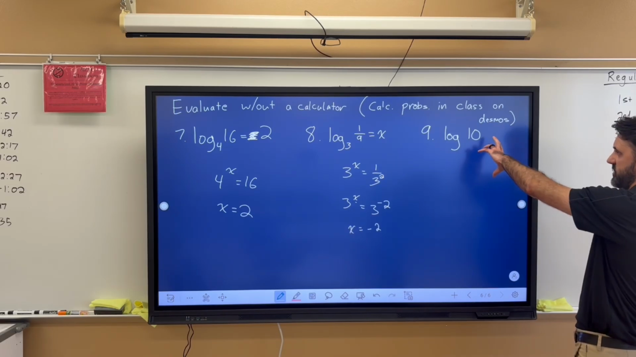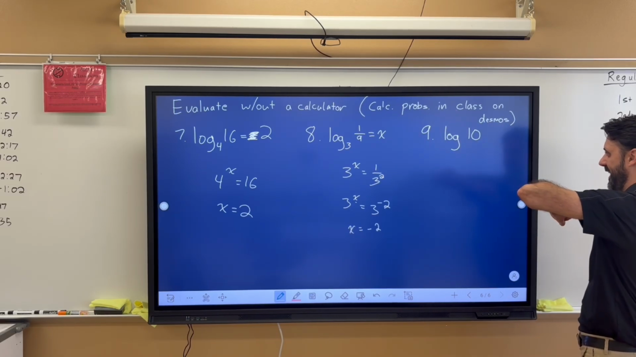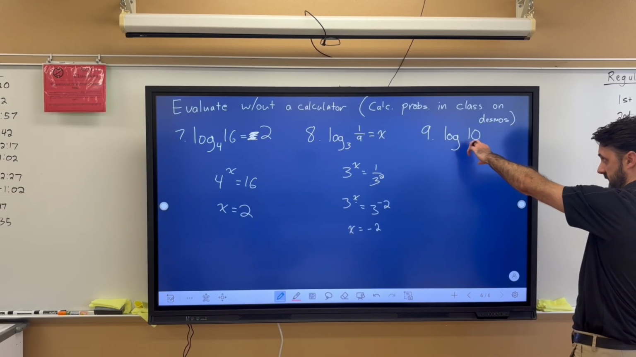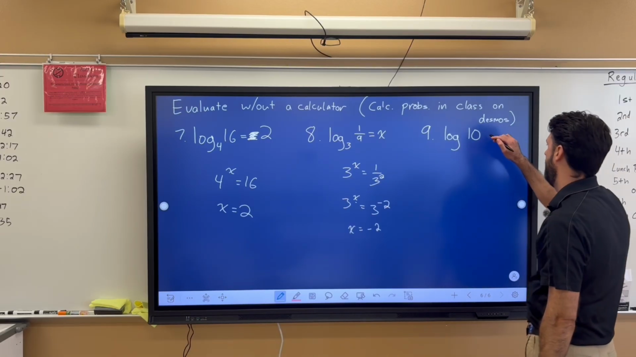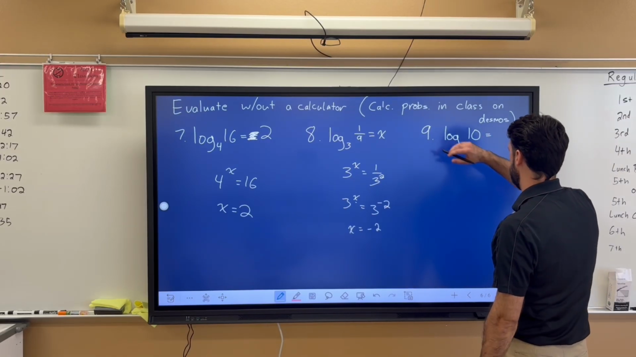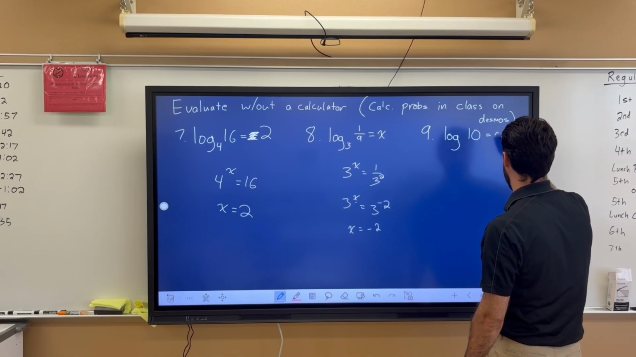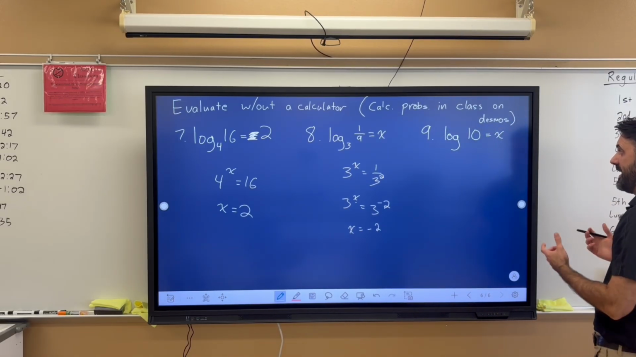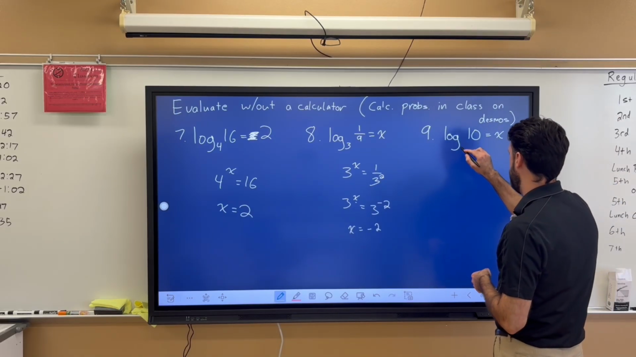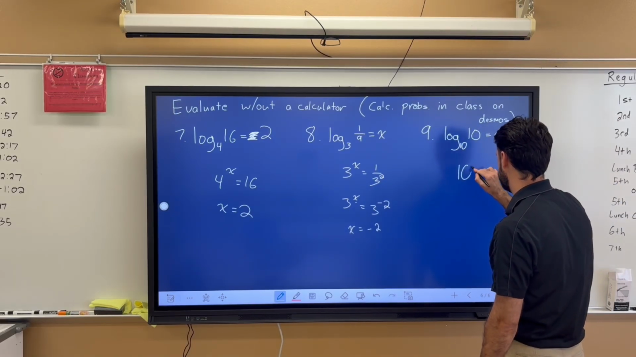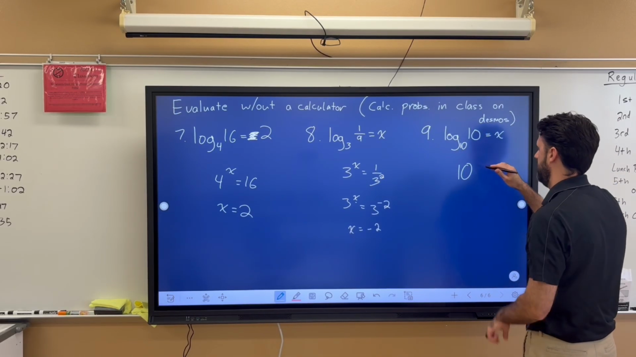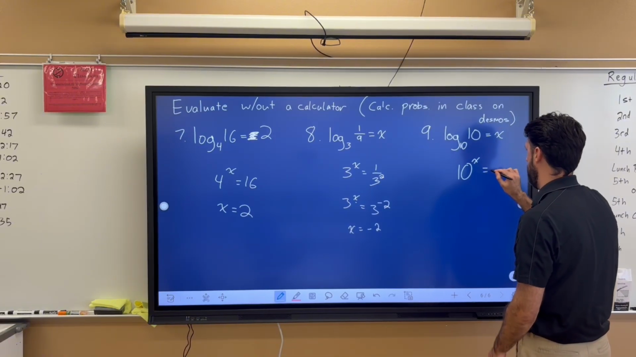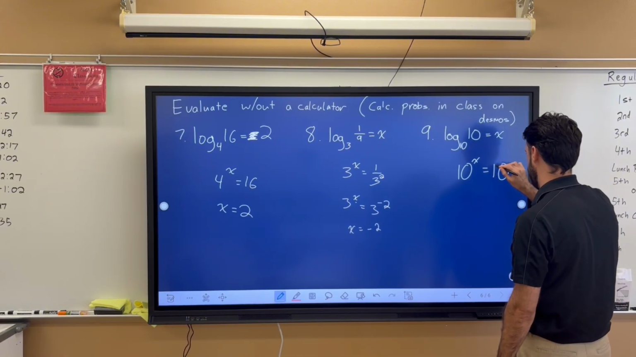All right, number 9, which is actually going to be a lot easier than number 8. Again, we've got a log without a base, so it's a base of 10, and so we're trying to figure out what does this equal. Right? So we've got to set it equal to x, and then convert this into exponential form. So as an exponent, again, the base is 10. These two things are going to switch. So x is now the exponent, and 10 jumps to the other side.